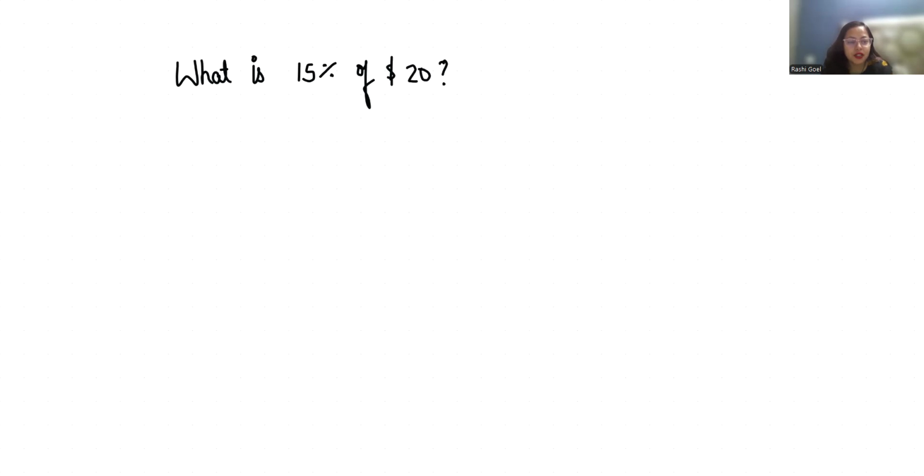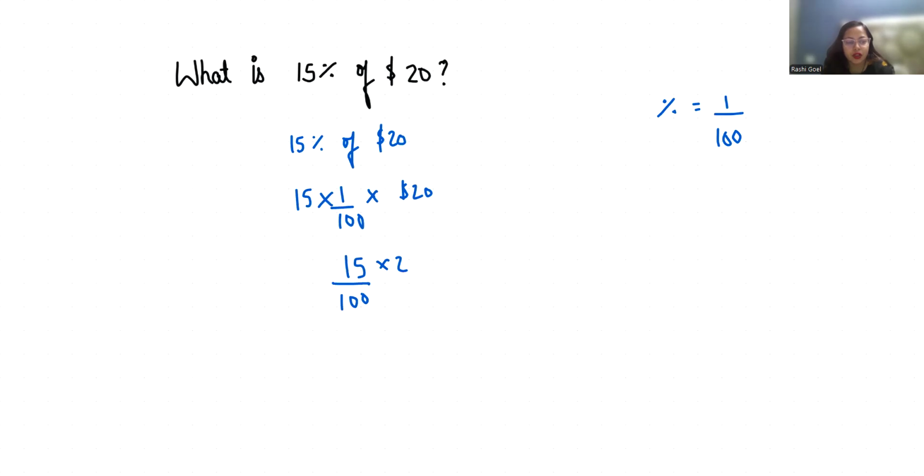So, 15% of $20. First, we'll know the meaning of this percent. The symbol percentage is equal to 1 by 100. So if we remove the symbol, we can write 1 by 100 of, which means multiplication, $20. So it's 15 by 100 times 20. Cancel out the 0 with 0, and 2 10s with 5. So 15 by 5, that is $3. So 15% of 20 is $3.